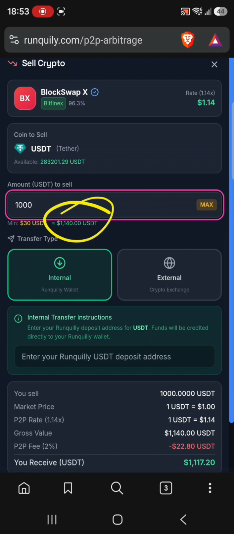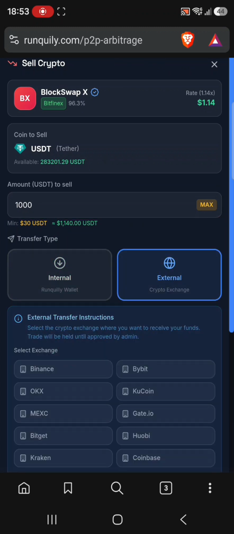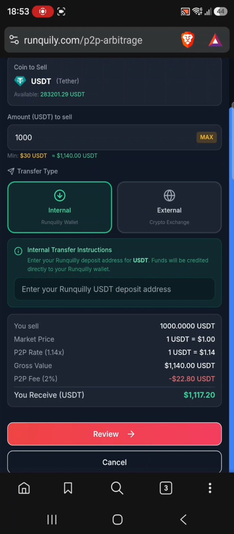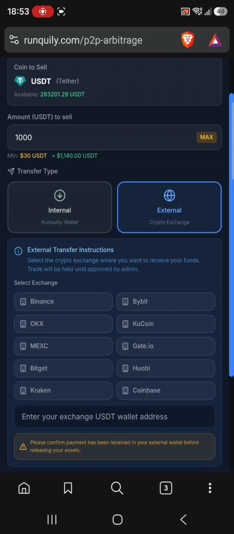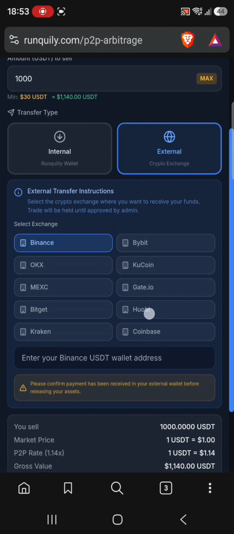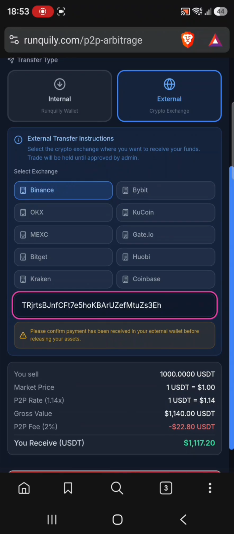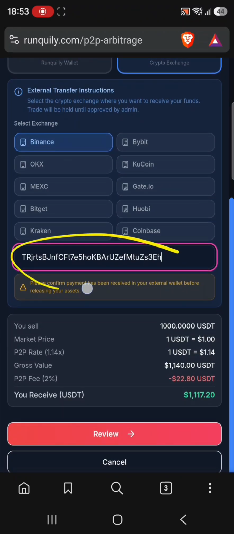But for you to receive in an external wallet, you should be having, I think, around 200 USDT to unlock that. So you don't receive in your internal wallet. This one is receiving in your Runquilly address, and we don't want that. We want the funds to go direct to our external wallet, which is Binance. So we'll come and choose Binance. Then we enter our USDT Binance address, of which it is very common. This address, I've been maintaining it for years actually.